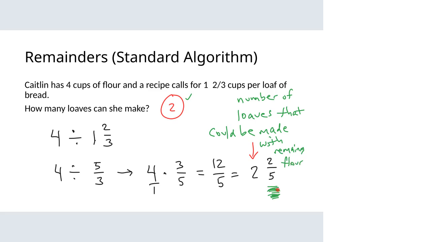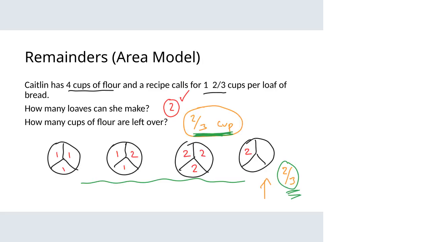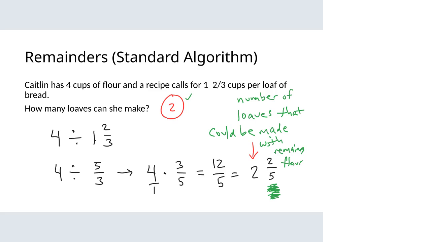So there's a reason that the 2 remainders are different. It's because they mean different things. Here, she has 2/3 of a cup left over. Very straightforward, very easy to see in the picture. This is a little harder to wrap your head around. The key is that it means something different. When you use this approach instead of the area model, your answer is also about the number of loaves, not about the cups of flour that are left over.